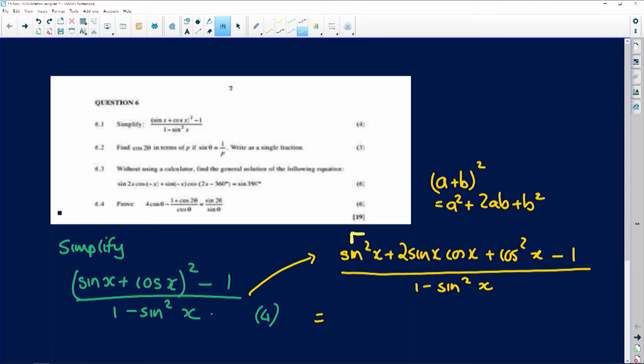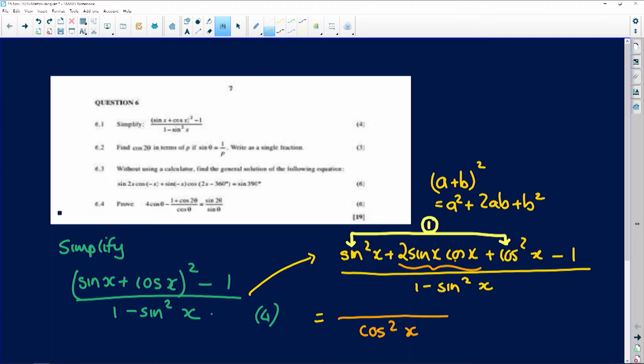Now let's see what combinations we can work with at the top. There we have sine squared plus cos squared. Now folks, we all know since grade 10 that that is 1. So that 1 minus this 1 takes care of those 3 terms. So what am I left with? I'm left with 2 sine x cos x. And if I peep at the bottom here, this is going to become, in my next step, cosine squared x.